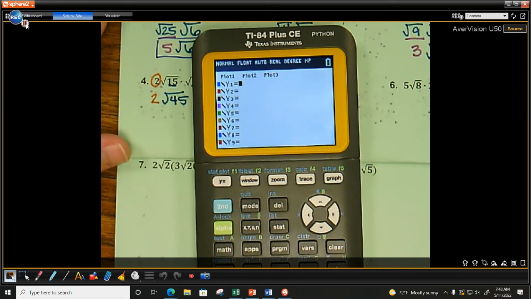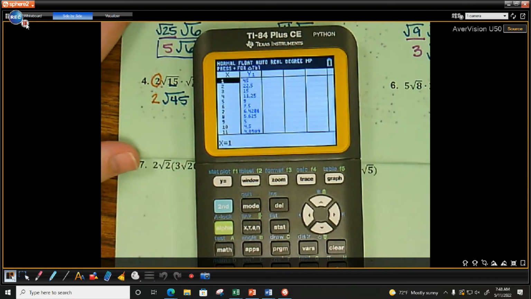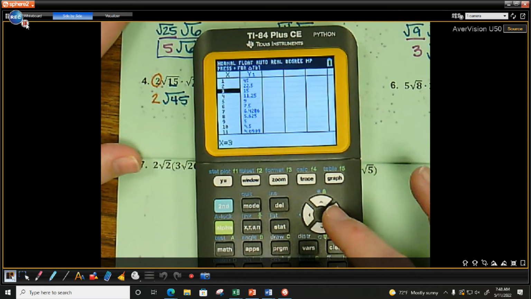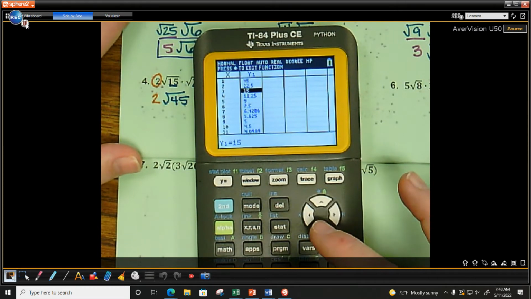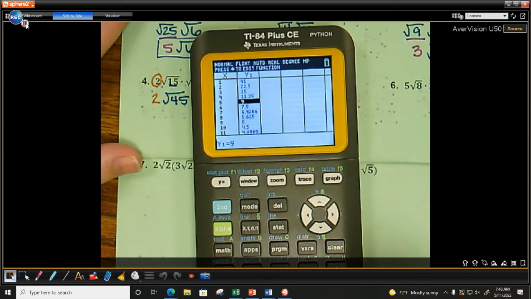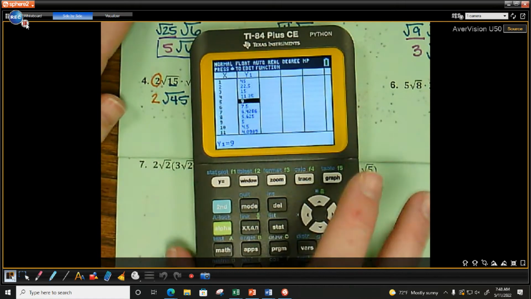45. I don't mess with the 2 at all, do I? Just the number under the radical divided by x. Go to the table. 1 and 45, no decimal. 3 and 15, not on my perfect square list. Decimal. 5 and 9. 9 is on my perfect square list. Okay, again, looking for perfect squares that are on my table.